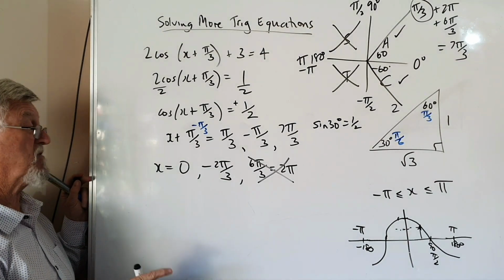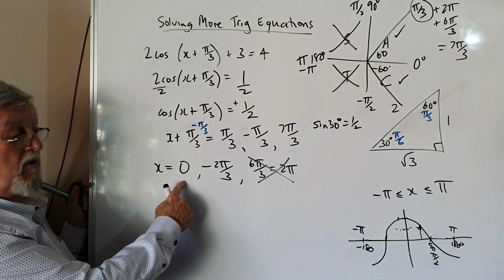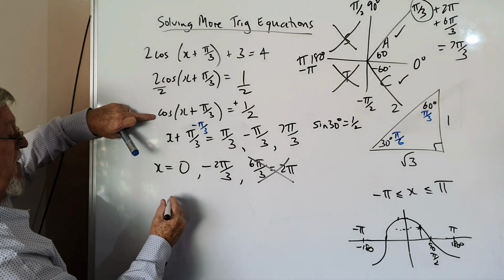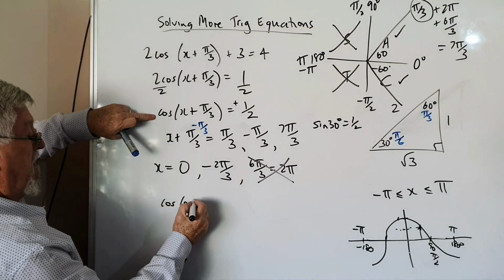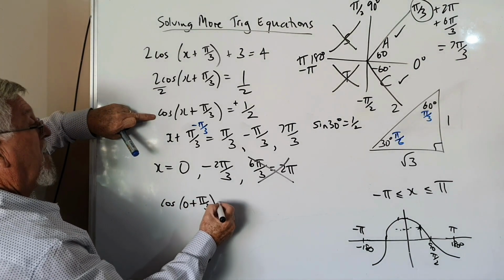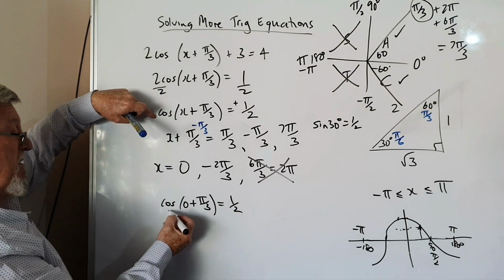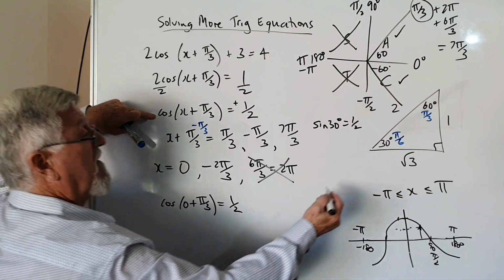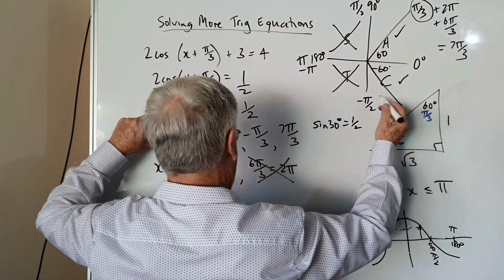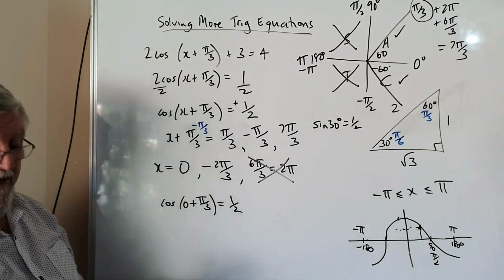Now if you wanted to check to see what happens, it's a bit weird having it being 0. Let's have a look what it would become. It would be the cos of 0 plus pi on 3, and does that equal a half? Most of you would know automatically that the cos of pi on 3 is a half. So the cos of pi on 3 is 1 on 2, which is a half. And you can check the other answer as well.